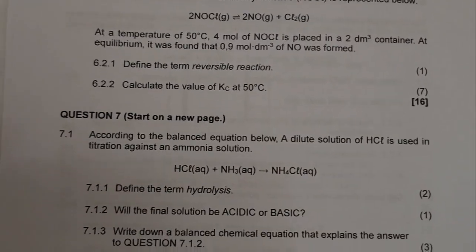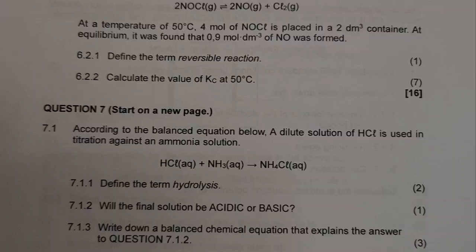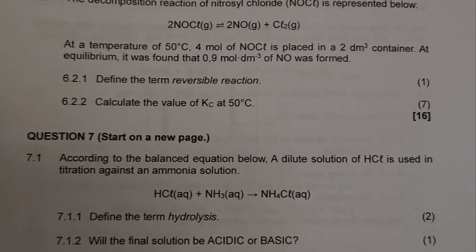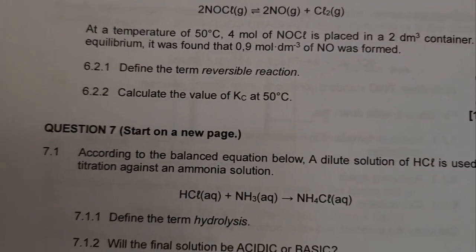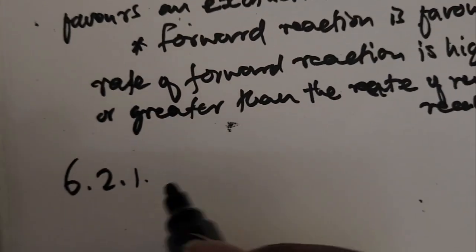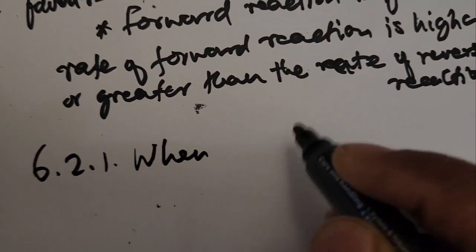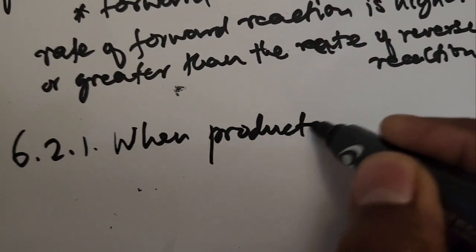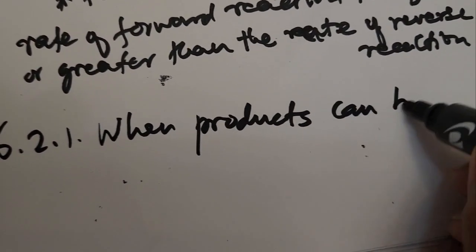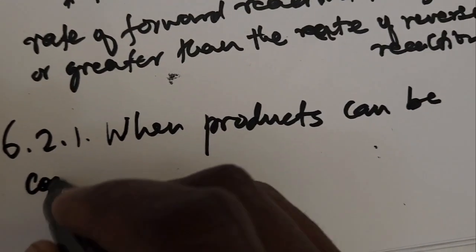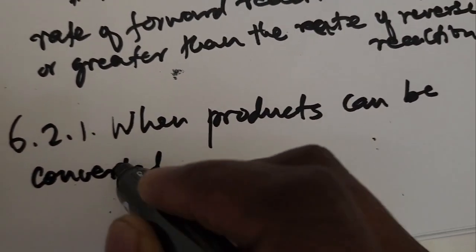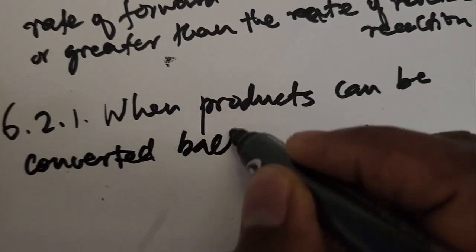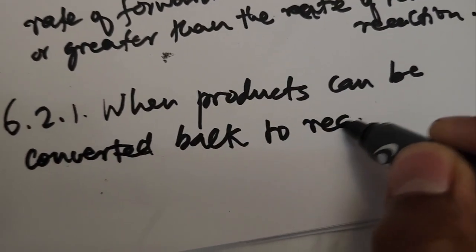Okay, now the first question, they say 6.2.1, define the term reversible reaction. Therefore, we know that a reversible reaction is reversible when products can be converted back to reactants. If products can be converted back to reactants, we say that the reaction is reversible.